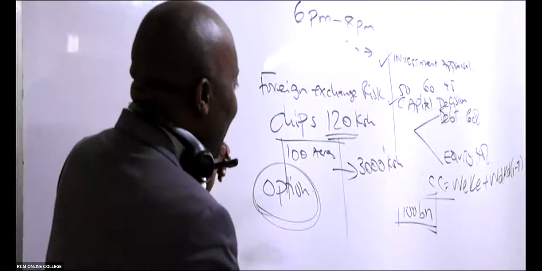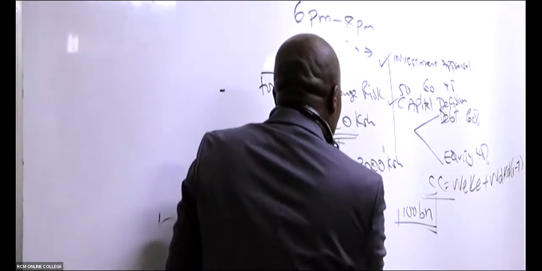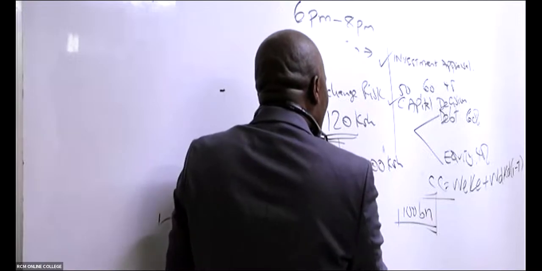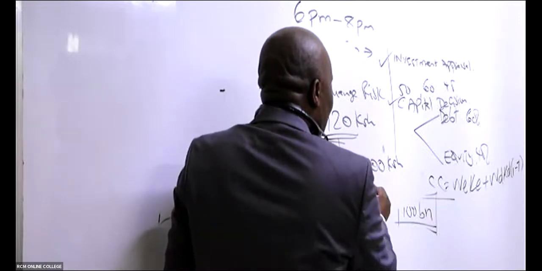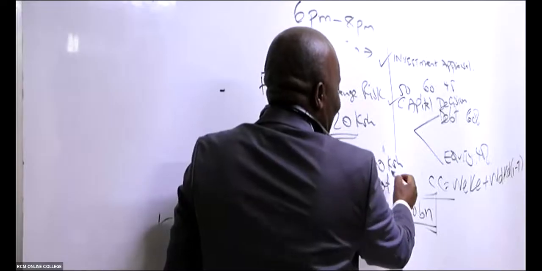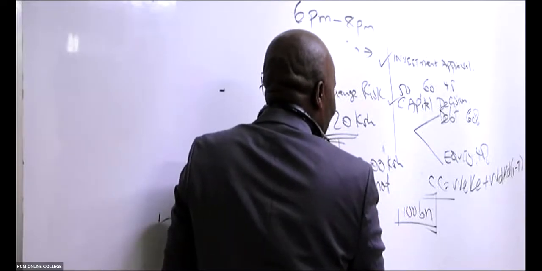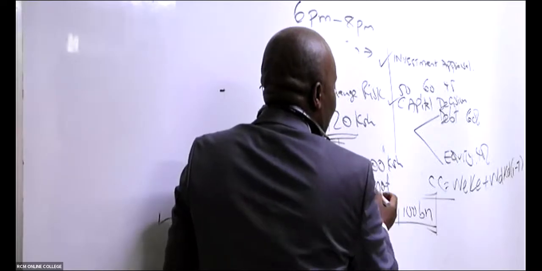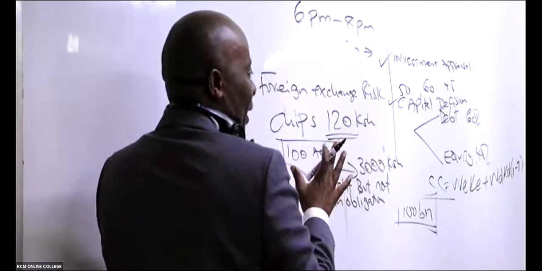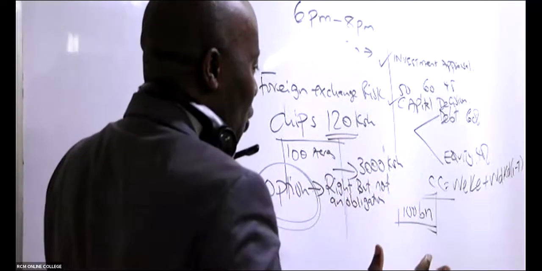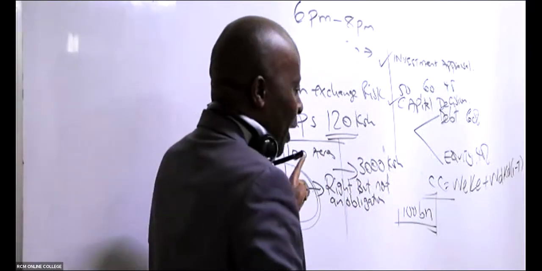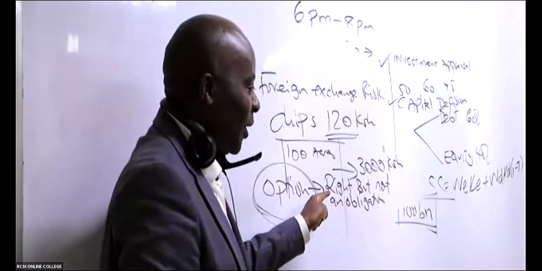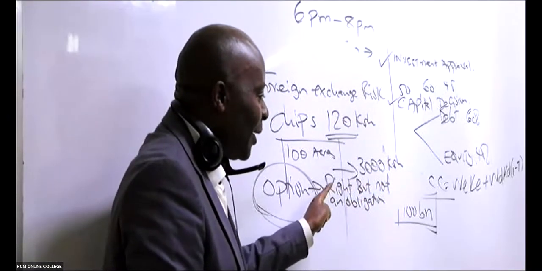So for us in financial management, an option is a financial instrument which gives the holder the right, but not an obligation, to buy or sell specific products, of course, with specific quantities. So the option gives you the right, but you're not obligated. There is nothing contractual here. There is nothing that is mandatory.